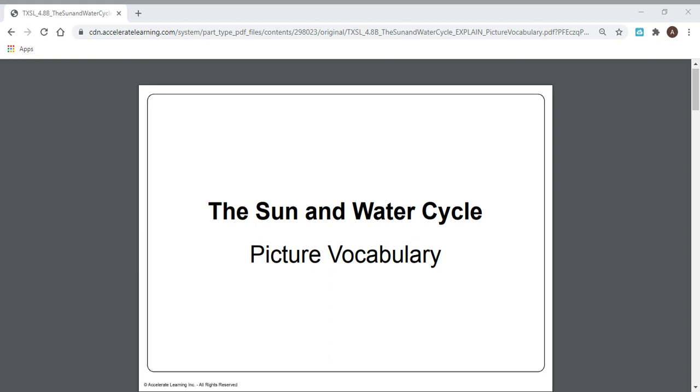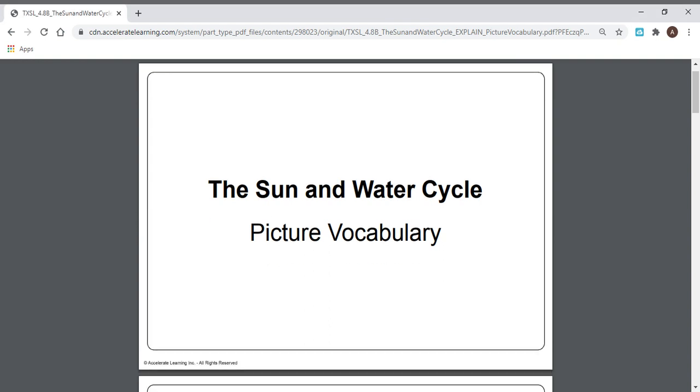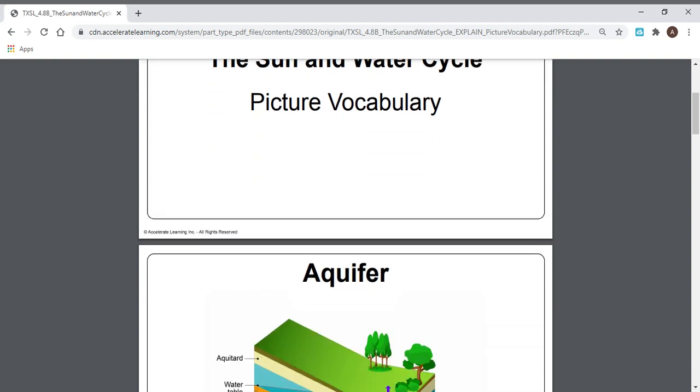Hi, all remote learners. So today we're going to be going over the vocabulary for the water cycle. So we are going to go ahead and get started. Let's go ahead and look at the first vocabulary word.